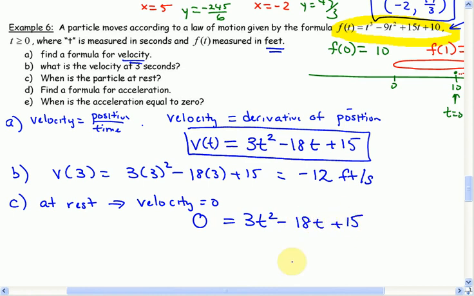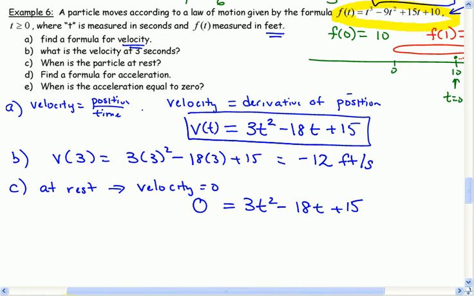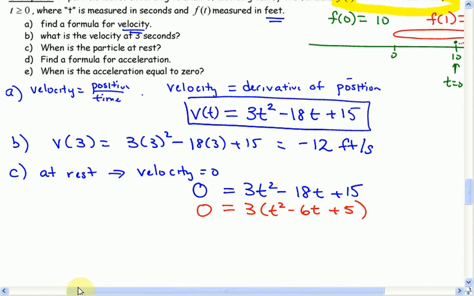Wait, don't you just plug in t for 0? No, t for 0 means your starting position, okay? When I say at rest, that means your velocity equals 0. Okay, factor out the 3. Okay, Richard. Let's go ahead and factor once again. I'm rushing this because I want to get you out of here.